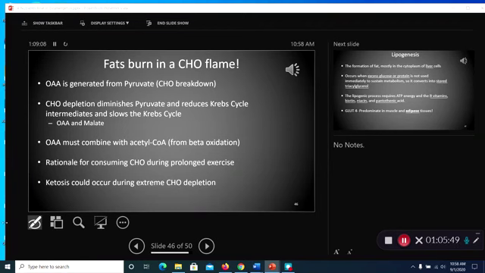So there's a rationale for consuming carbohydrate during prolonged exercise. That's why they've developed things like Gatorade. They've developed other carbohydrate resources during long runs. I think another one's called GOO, but there's all kinds of them out there now. Ketosis, or the incomplete breakdown of fats, could occur during extreme carbohydrate depletion, right? Because fats burn in a carbohydrate flame. If you're basically stopped at the acetyl-CoA step of breaking down the fats, then you could ultimately go into ketosis.